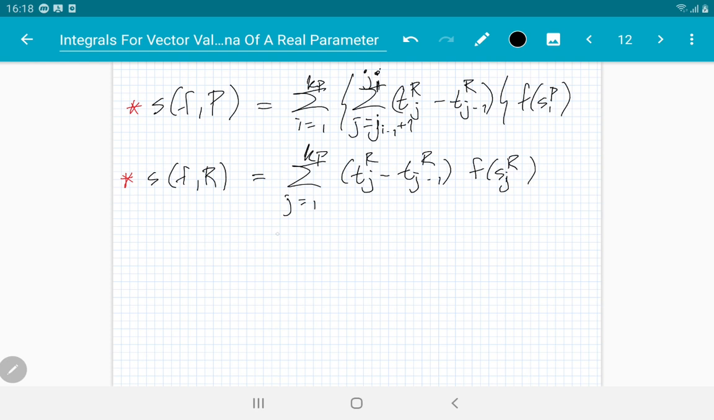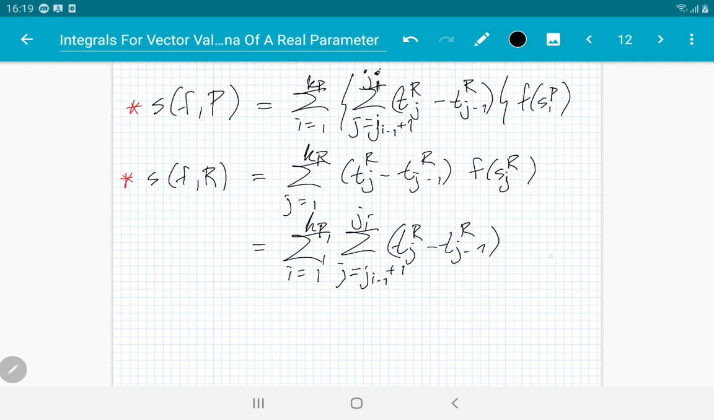And now, to make these things more comparable, I'm just going to say, sorry, this is KR. Let's break the sum up into parts, and that's the bundling that I described before, right? So if I take these intervals in the R partition, I compare them to the P partition, and I match. So I'm going to take j from j_{i-1} plus 1 to j_i, t_j r minus t_{j-1} r, f of s_j r.